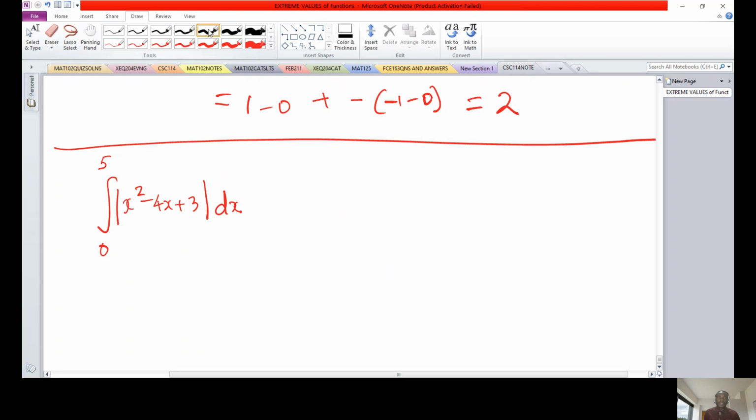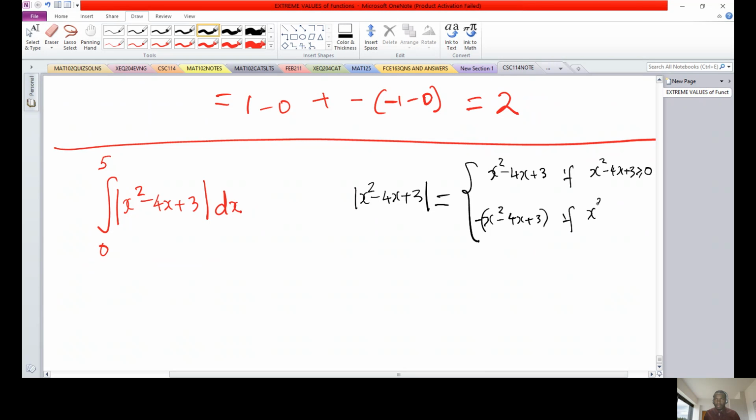So here you need to do some factorization. Remember, from the word go, the absolute value of x squared minus 4x plus 3 will be given by two formulas: x squared minus 4x plus 3 if x squared minus 4x plus 3 is greater than or equal to 0, and the negative of the same function if x squared minus 4x plus 3 is less than 0.